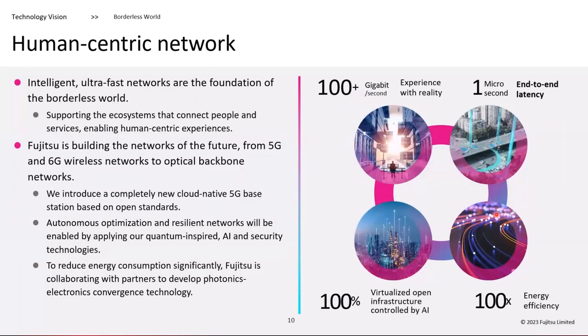Intelligent networks which are ultra fast with low latency are the foundation of the borderless world. This supports the ecosystem that connects people and services, enabling human-centric experiences. Fujitsu is building the networks of the future from 5G and 6G wireless networks to optical backbone networks. We introduce a completely new cloud-native 5G base station based on Open RAN standard. Autonomous optimization and resilient networks will be enabled by applying our quantum-inspired AI and security integration. To reduce energy consumption significantly, Fujitsu is collaborating with a partner to develop photonics-electronics convergence technology.